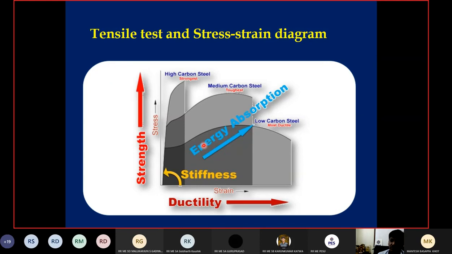Whether you should give importance to strength, stiffness, or ductility, or its energy absorption capacity, it's almost always important. Sometimes you may be designing a vehicle that needs to dissipate energy, so you need to give more importance to its energy absorption. As well, you need to have a little bit of ductility in it. But if you make it more ductile, it could fail also. So you need to make a balance between these things.